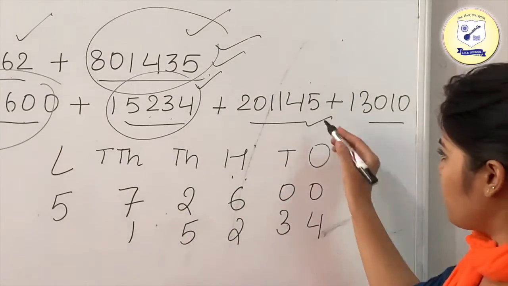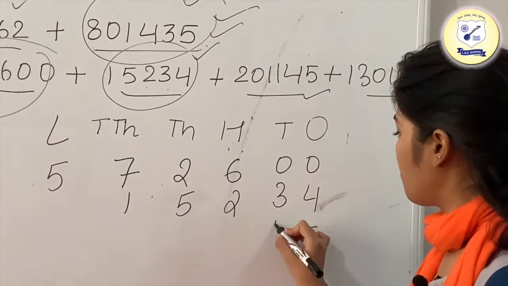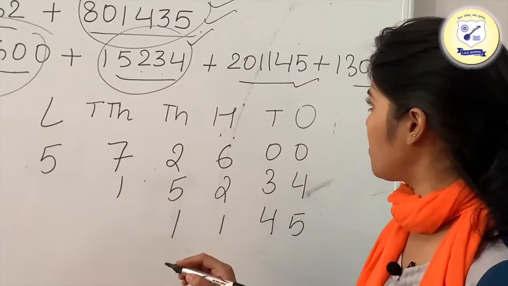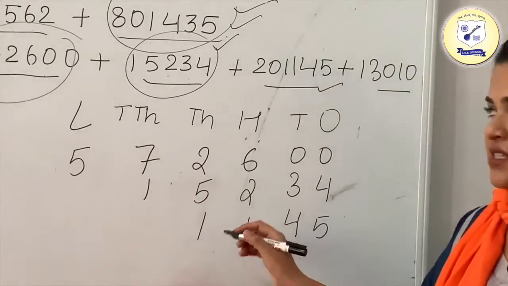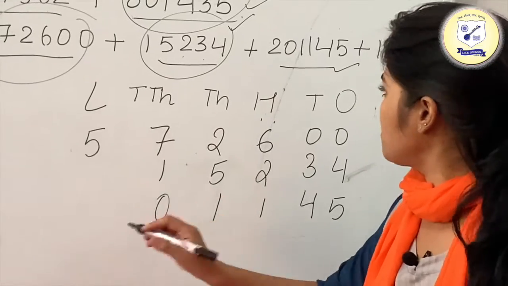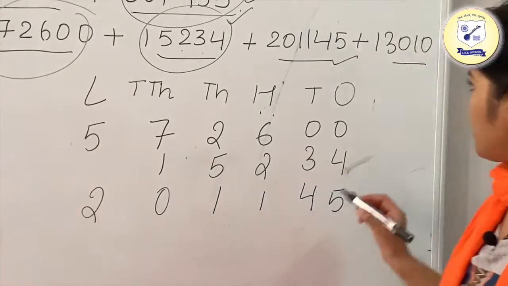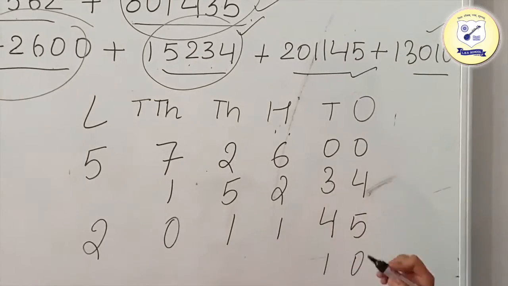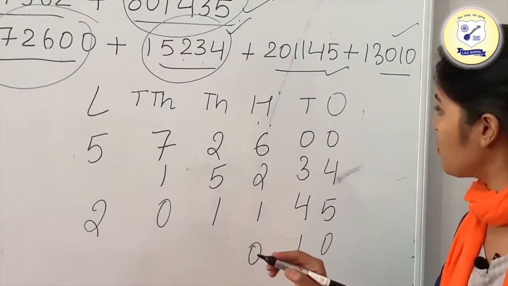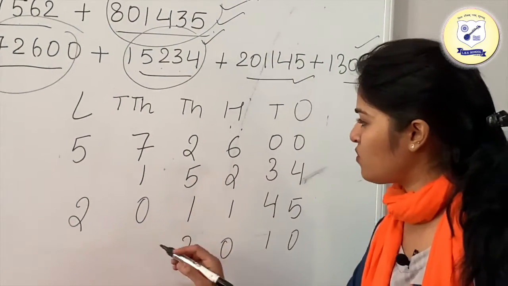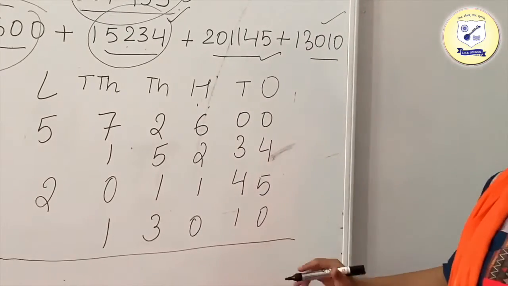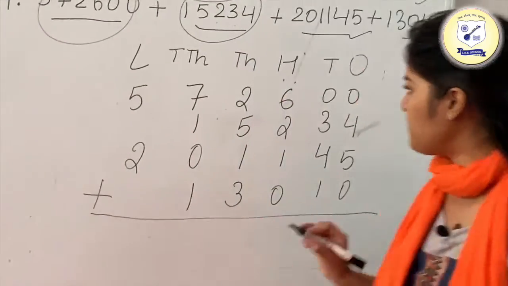Now this one, 5 is on ones place, 4 is on tens place, 1 is on hundreds place, 1 is on thousands place, 0 is on 10,000s place, and 2 is on lakhs place. Last number is 0 is on ones place, 1 is on tens place, 0 is on hundreds place, 3 on thousands place, and 1 on 10,000s place. Now we are having 4 numbers, so just add them.